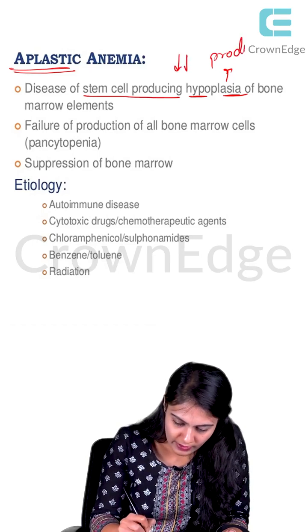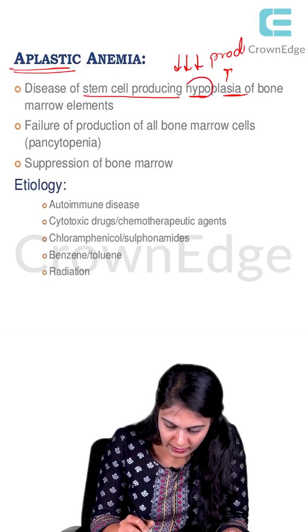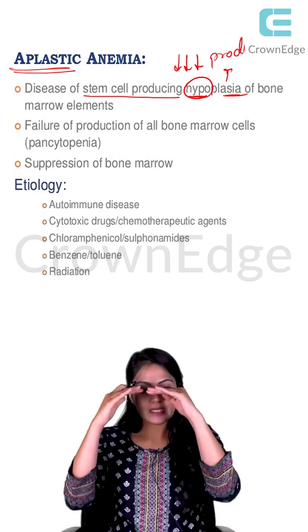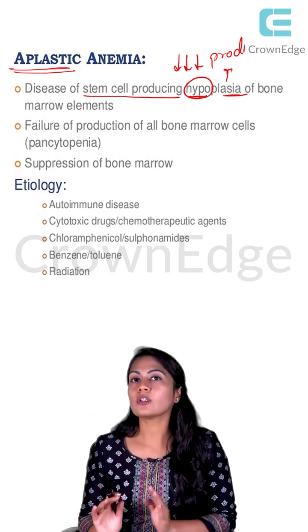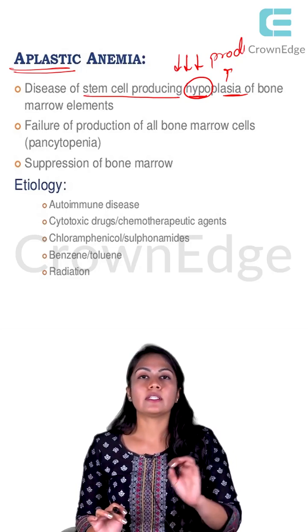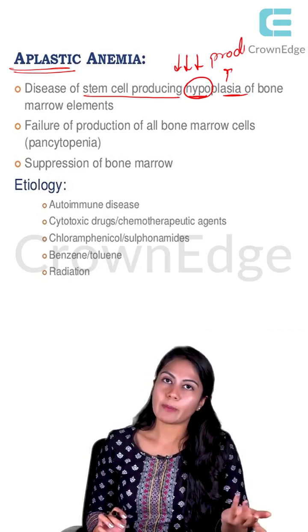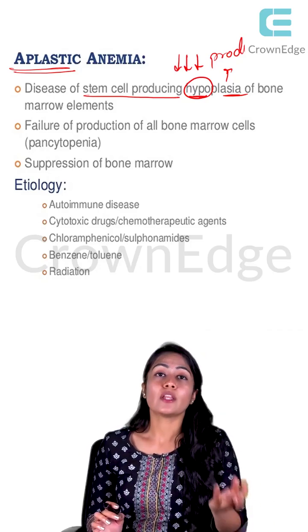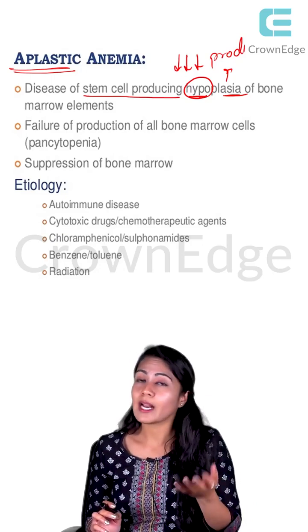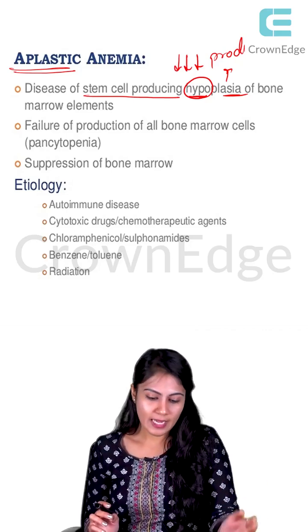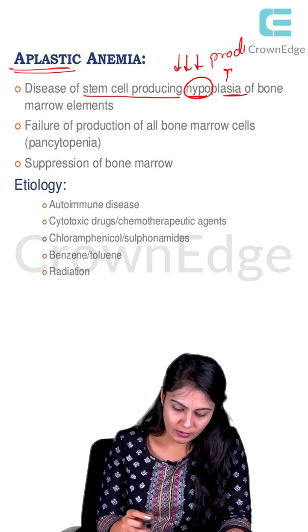So very, very less production. Hypo means less, plasia means production. If all cells' production is reduced beyond the normal range, that will give the hypoplastic state, and that will lead to aplastic anemia. Why? Because in those cells RBCs are also there, and we know if the RBC numbers are less than 5 million, then also we call it anemia, right?